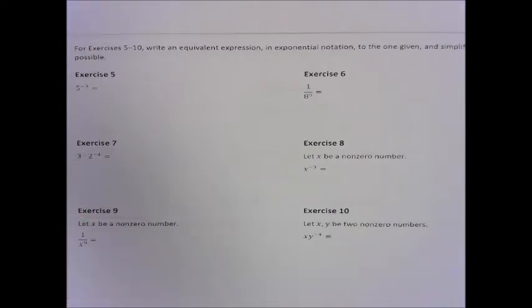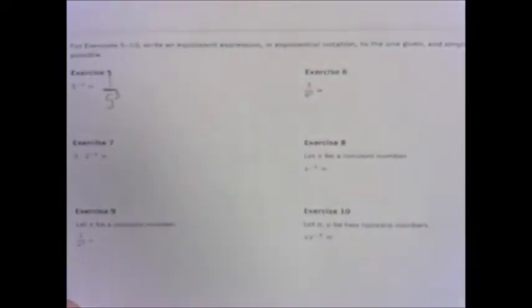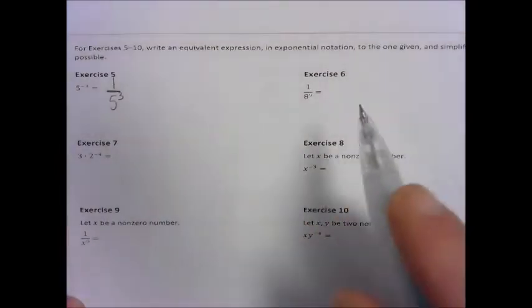Okay, so now we skip down to exercises 5 through 10. This is at the bottom of page 18 in your binder, and we're just going to take a look at these really quick. If we start with exercise 5, we have 5 to the negative third power. How do we get rid of that negative exponent? Well, what we need to do is take the reciprocal of it. All we need to do is put it over, 1 over 5 to the third power. Now we're done.